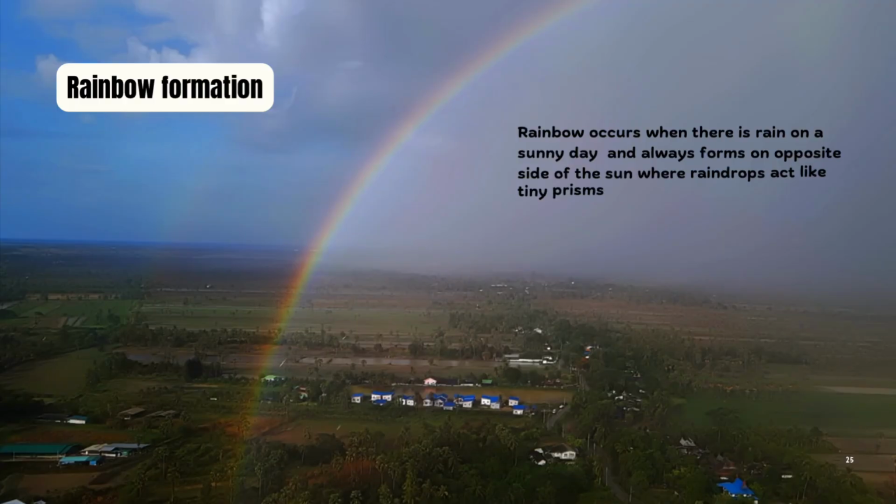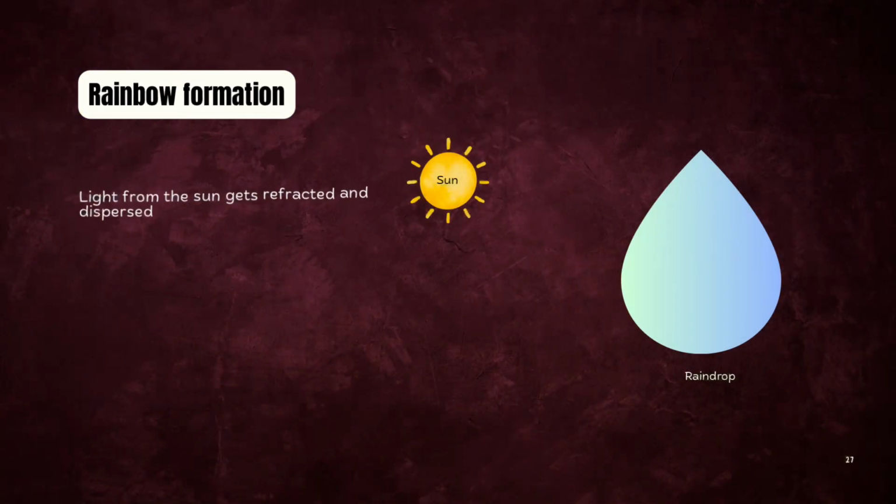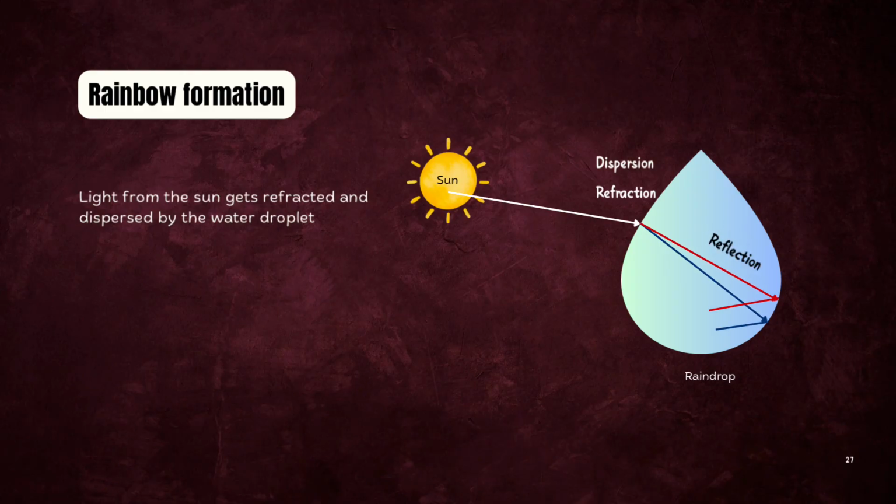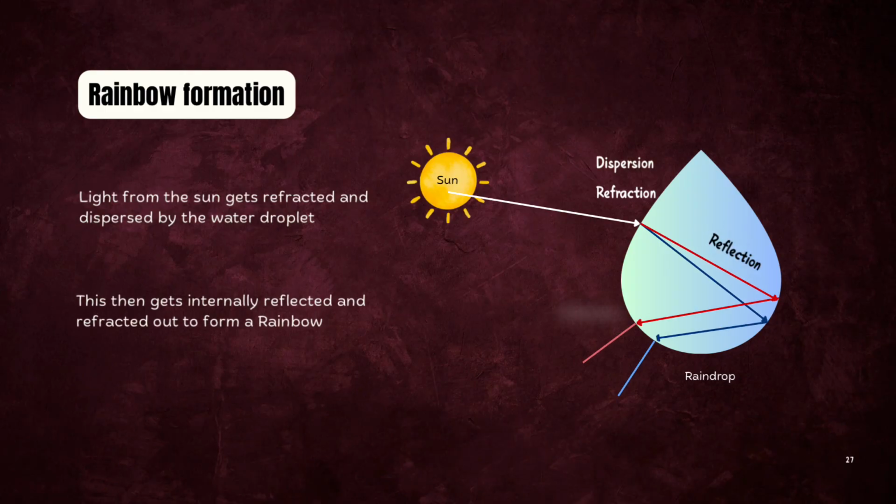Rainbows occur when there is a rain on a sunny day and always form on the opposite side of the sun where the raindrops act like tiny prisms. Light from the sun gets refracted and dispersed by the water droplet. This then gets internally reflected and refracted out to form the rainbow.